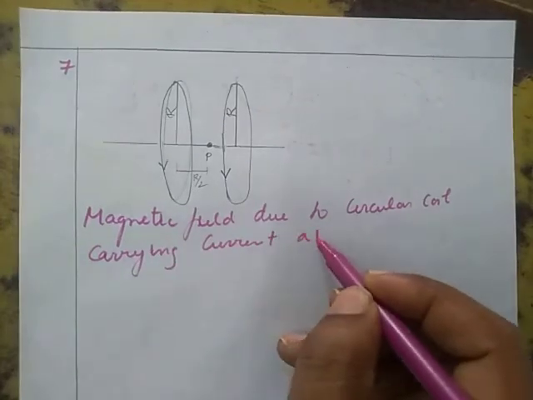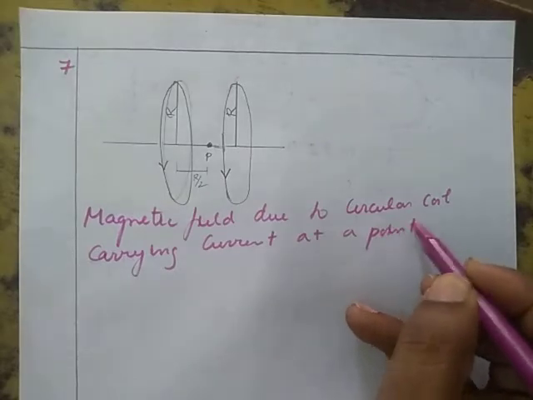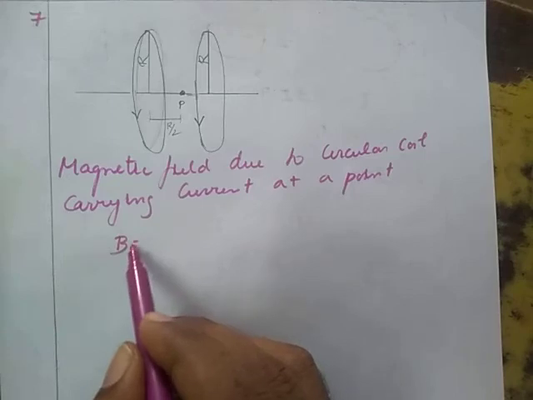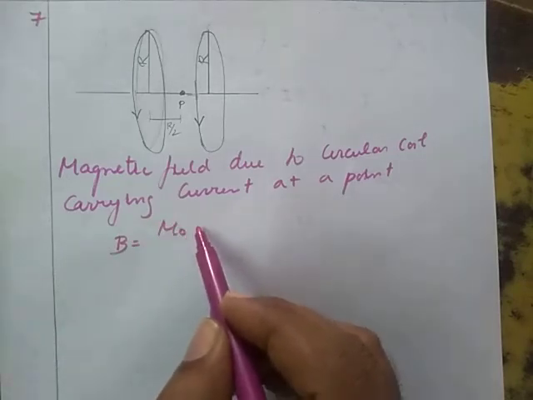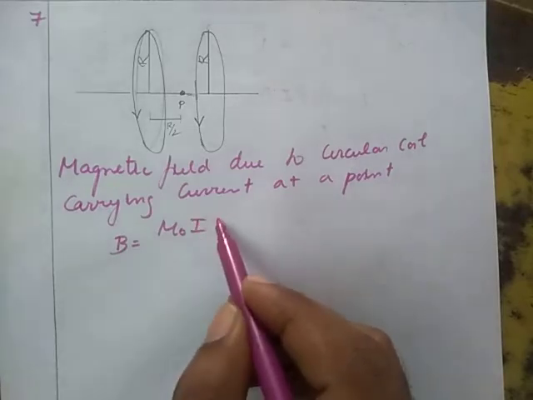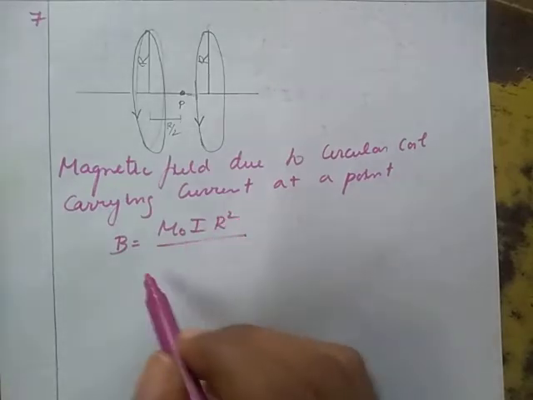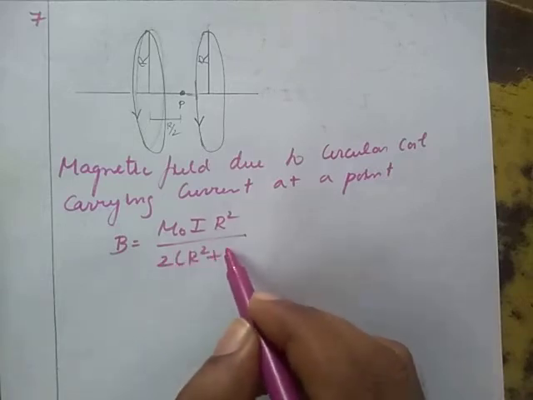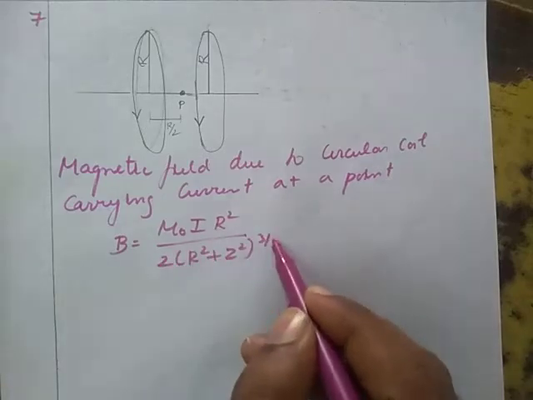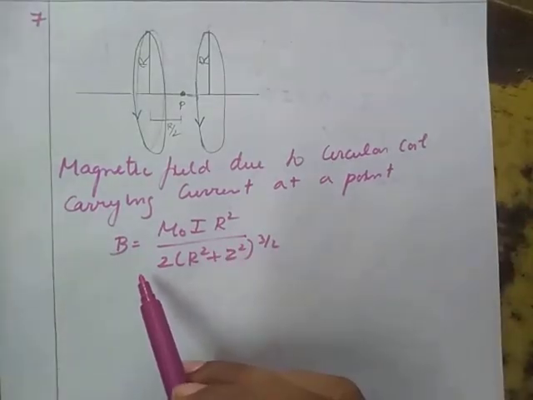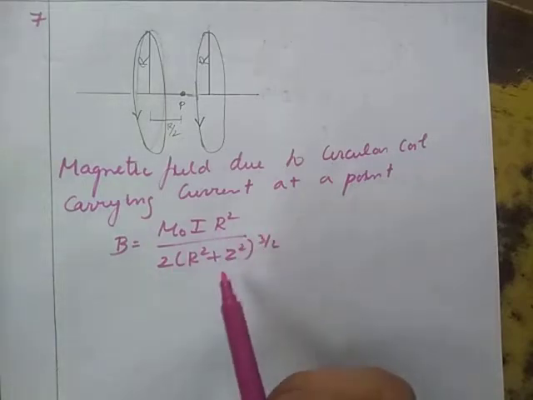Current at a point, that is, we know B is equal to mu naught I r square by 2 times (r square plus z square) power 3 by 2. It is a general relation to find the magnetic field due to a circular coil carrying current at a point Z.